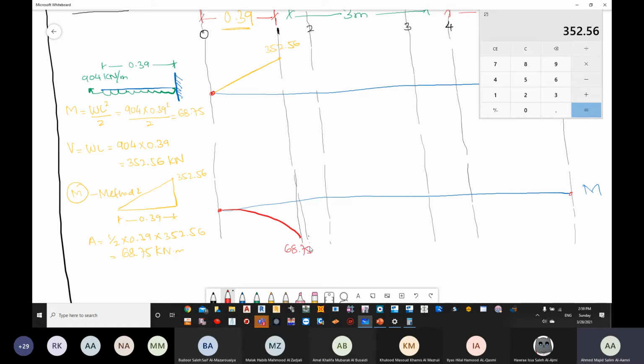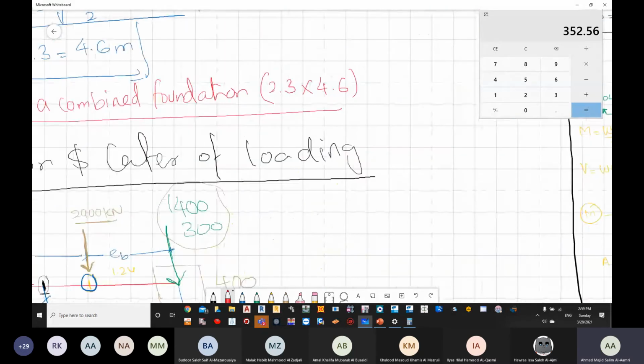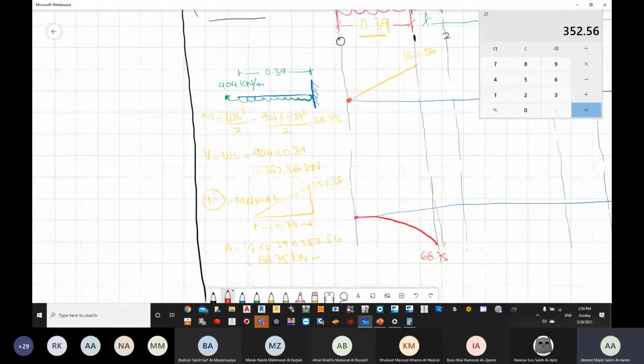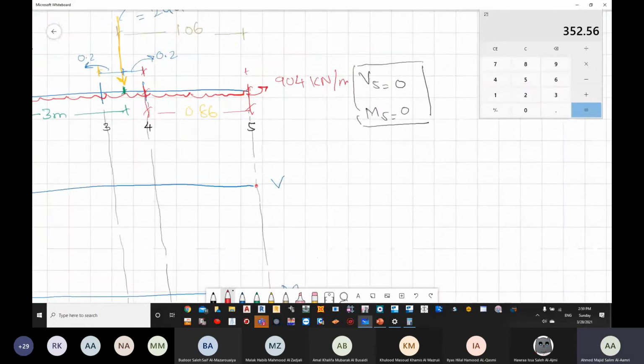Any question till now? Do you have any question till now? Very good. Now let us calculate point number 4.